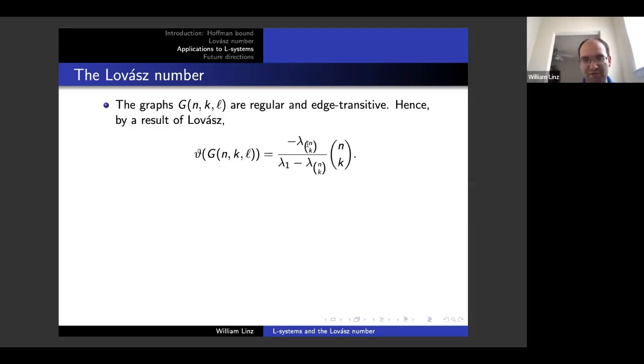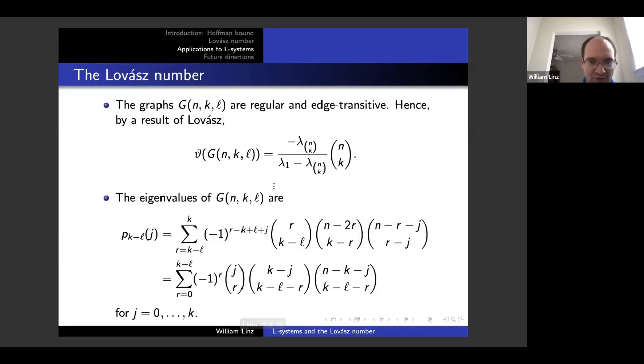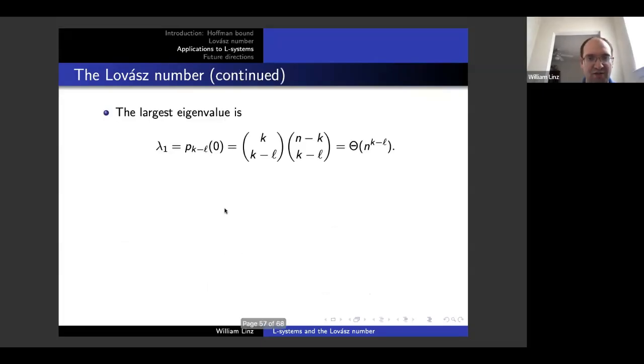So the negative of the smallest eigenvalue divided by the largest eigenvalue minus the smallest eigenvalue, times the number of vertices in the graph. Well, the eigenvalues of this graph are in fact known. So j ranging from 0 to k, and then you can plug 0 up to k into this, and you'll get these two different expressions for that. The point is that these come from parameters of the Johnson scheme. But anyway, the point is that they do exist. There are these sums you can write down for what the eigenvalues of the graph in fact are.